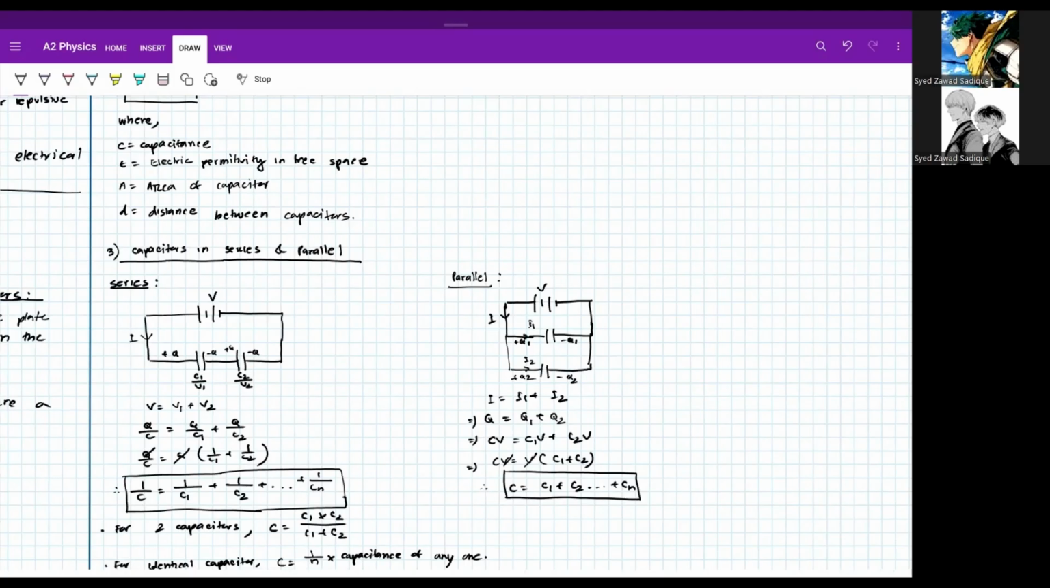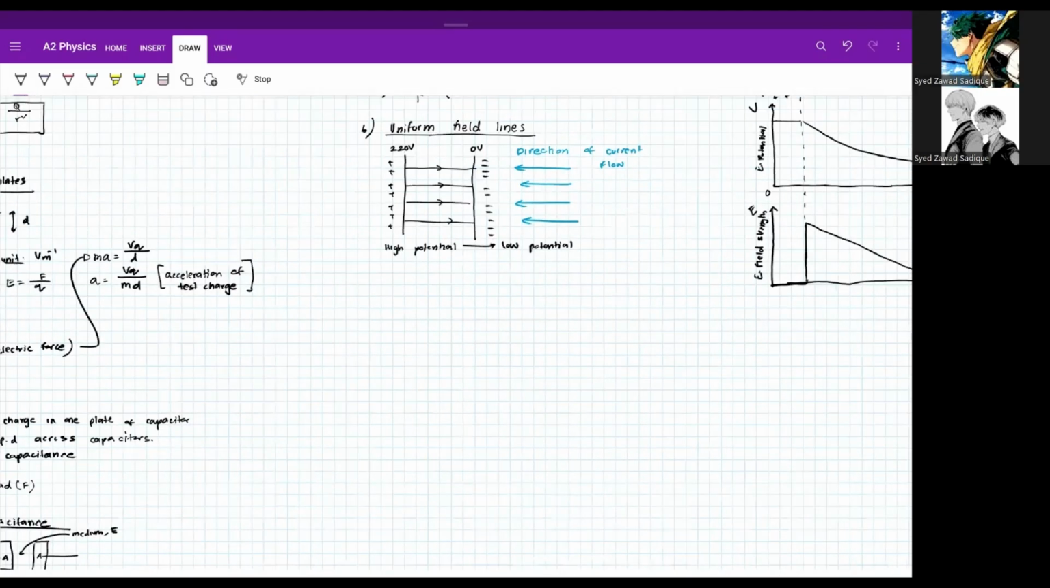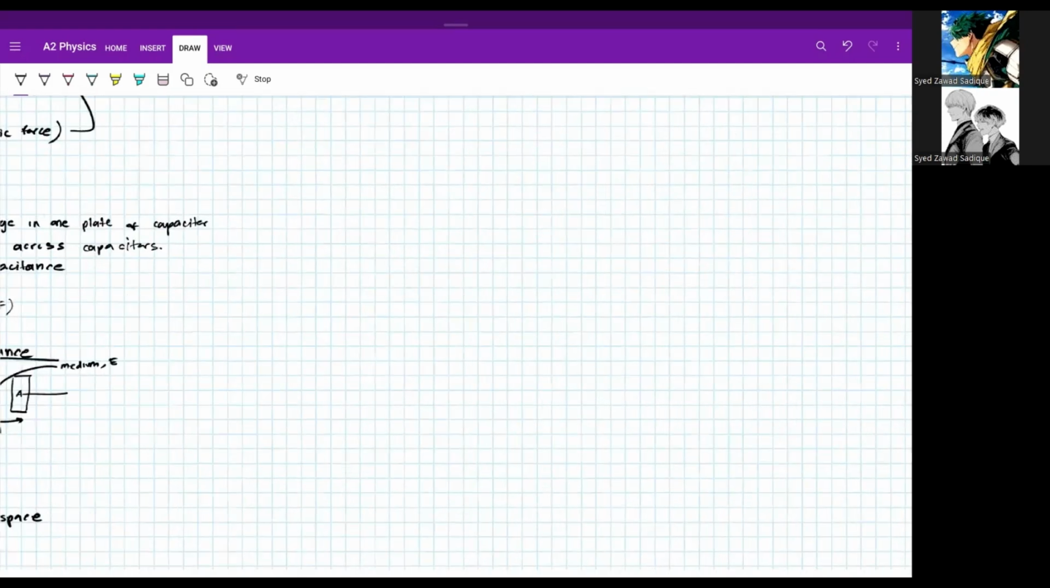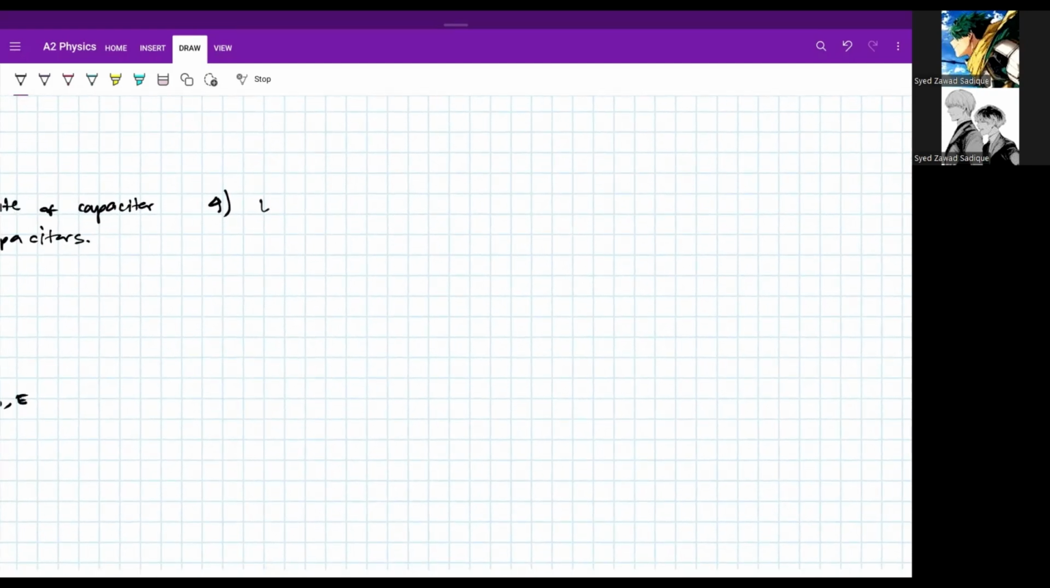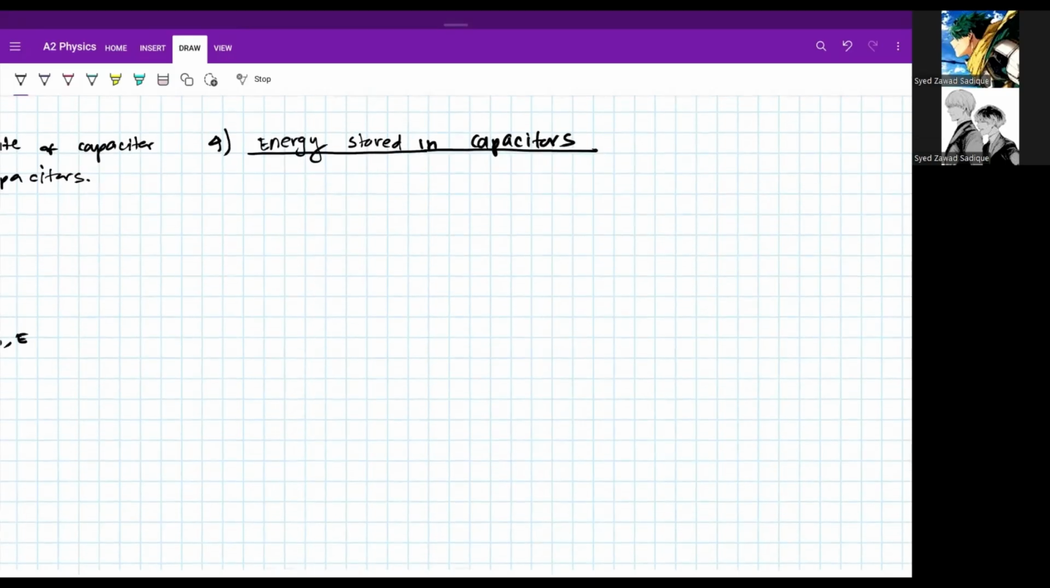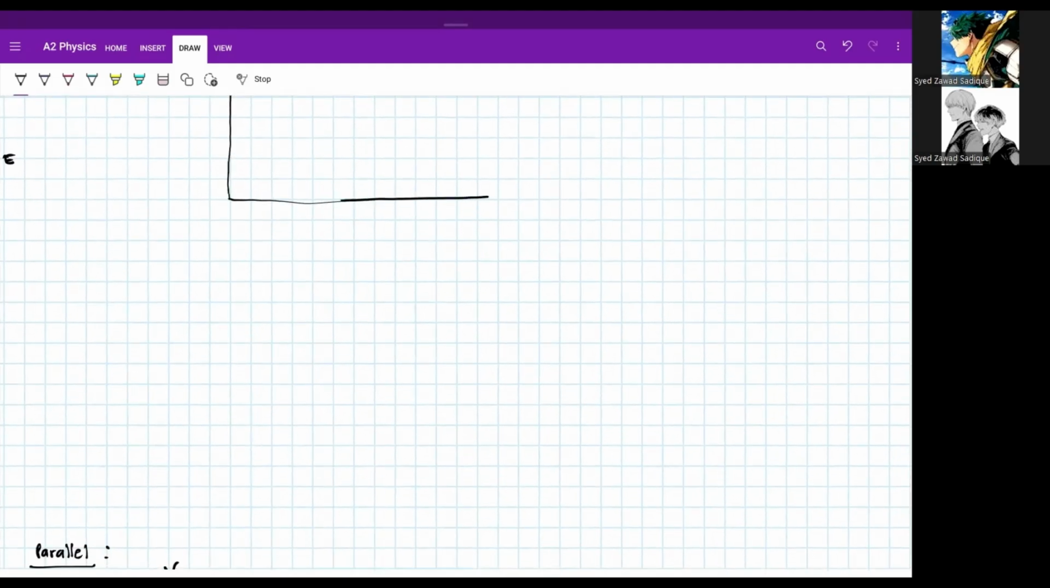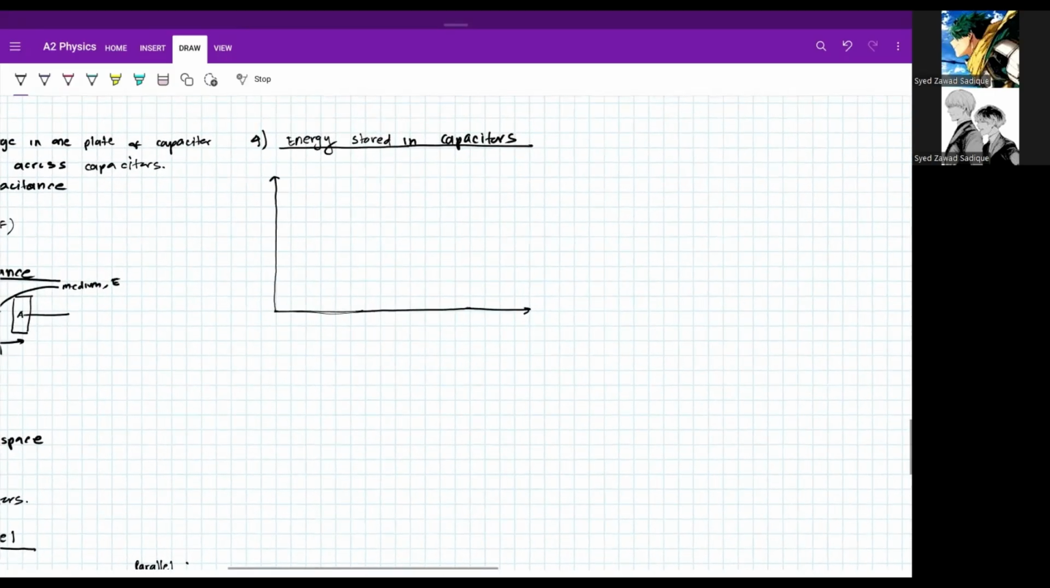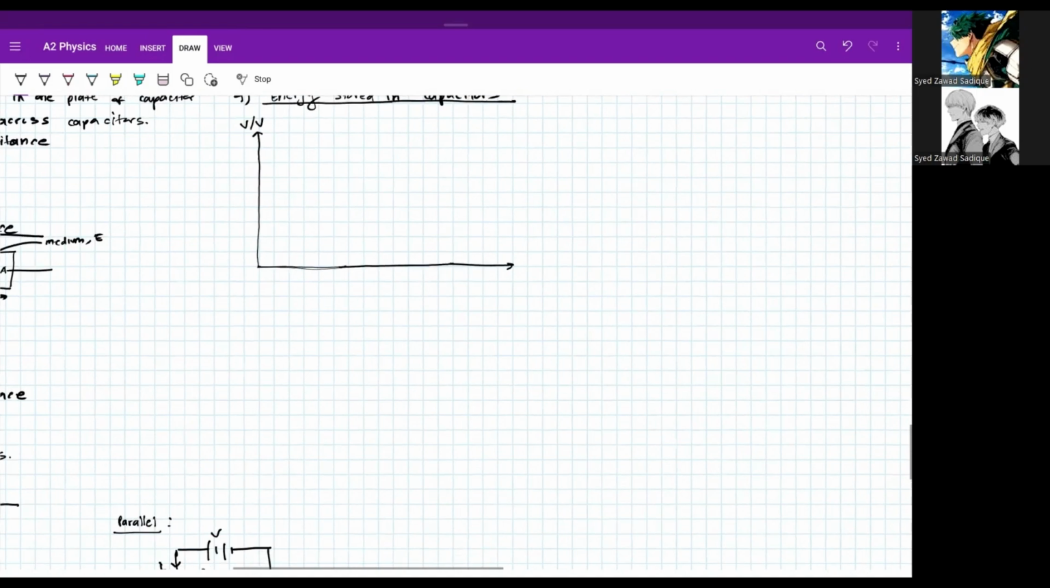There are a few more concepts that we have to go over. Now the next concept, number 4, is energy stored in a capacitor. Energy stored in capacitors. And this is all very simple. In questions, you'll usually be given a graph like this. Label this V, voltage against charge.